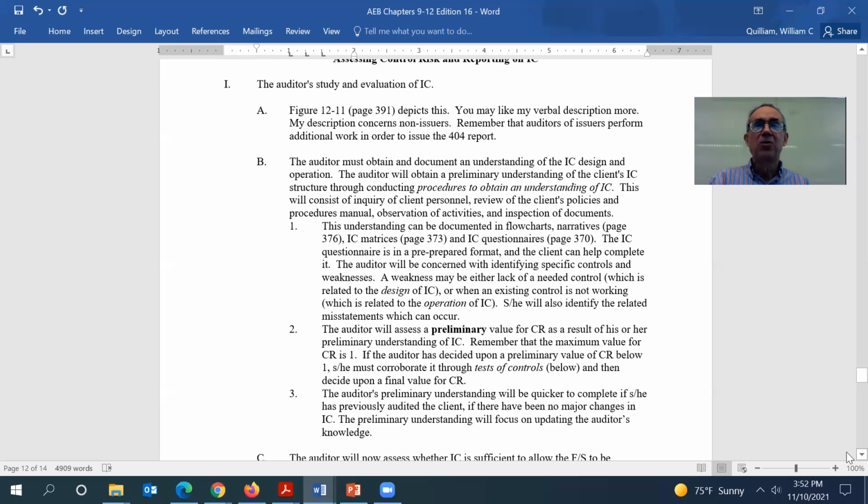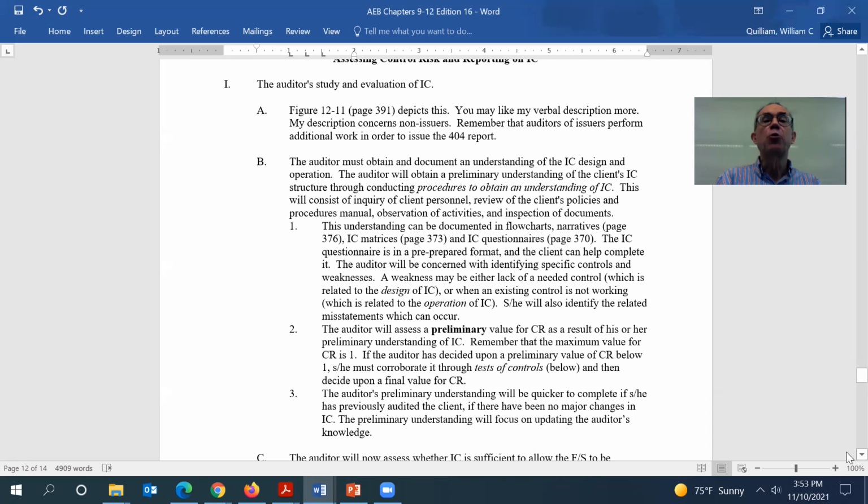The auditor is going to obtain a preliminary understanding of the client's internal control structure through conducting procedures to obtain an understanding of internal control. We've talked about them before, but they are quick and easy ways of getting acquainted with internal control. We usually do these at the start of the audit so that we know where problems with internal control may lie, and so that we have a preliminary assessment of control risk.